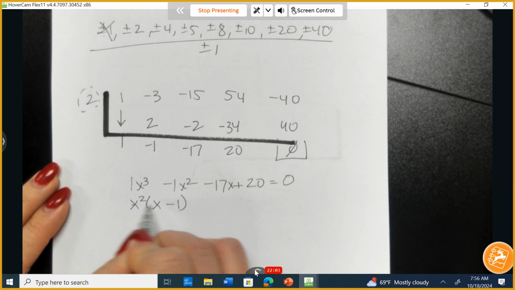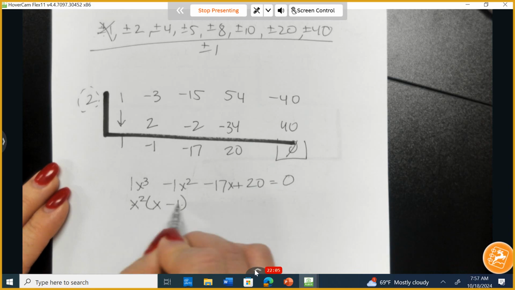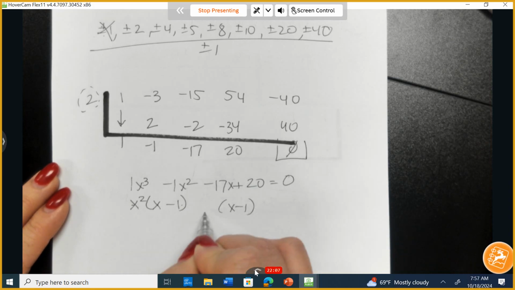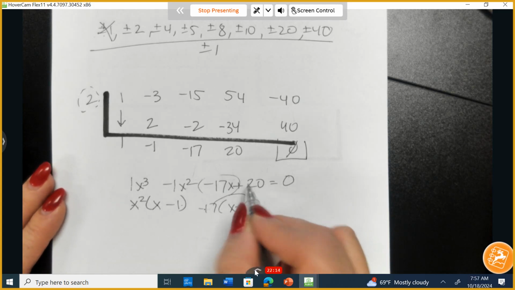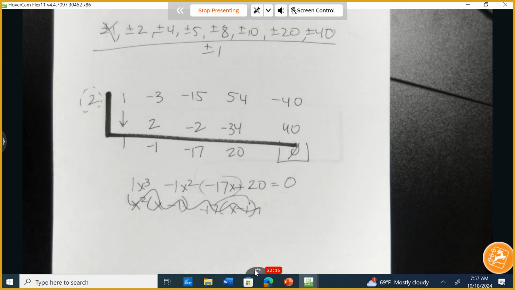So here's what I have. There's x cubed. There's negative x squared. Awesome. I'm coming over here. What times x is negative 17x? That's a negative 17. But notice, negative 17 times negative 1 is not 20. What does that tell me? It tells me I can't use factoring by grouping. Sometimes you can. Sometimes you can't. What do we do then? We go back to testing numbers.